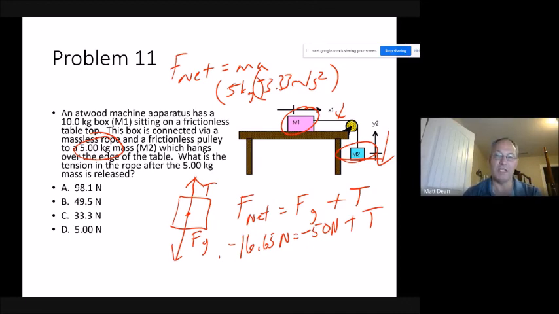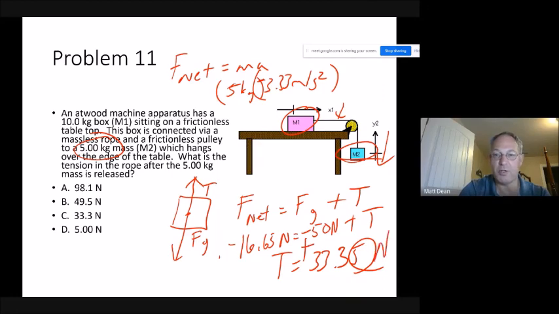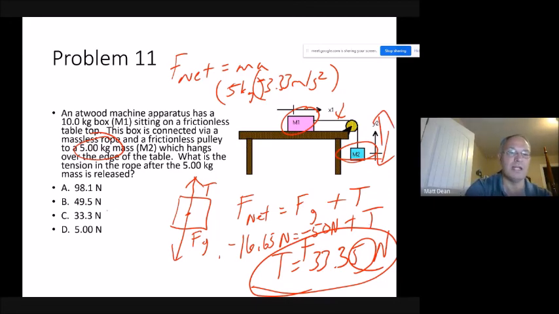We solve that out for T by adding 50 to both sides. And that ends up with a tension of 33.35. So we got a little rounding error in there, but that essentially gives us positive 33.35 newtons, or 33.3 newtons up. So either way, we can calculate tension from the perspective of this box or from the perspective of that box. Start with a free body diagram. Use that free body diagram and the net force to solve for tension.